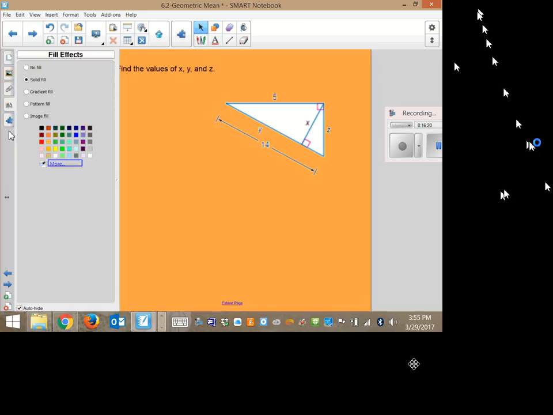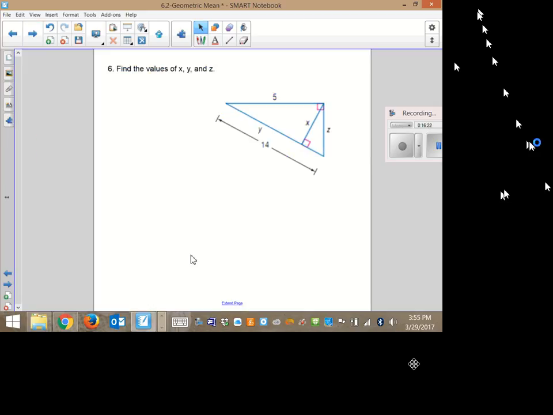Again, here, we want to find our x, y, and our z. So we're going to first start by solving for our y value. Now note here, you can go back to your note sheet again and use problem 4 on page 2. So we're going to get that 14 over 5 equals 5 over y.